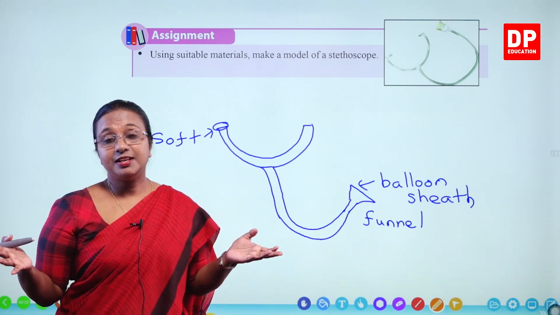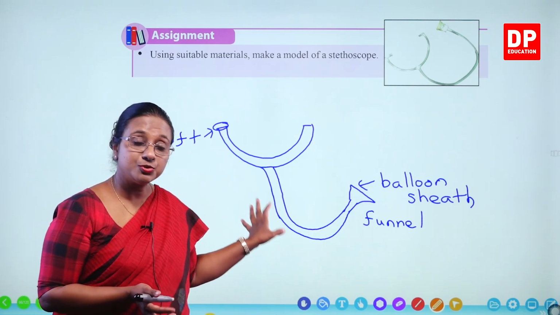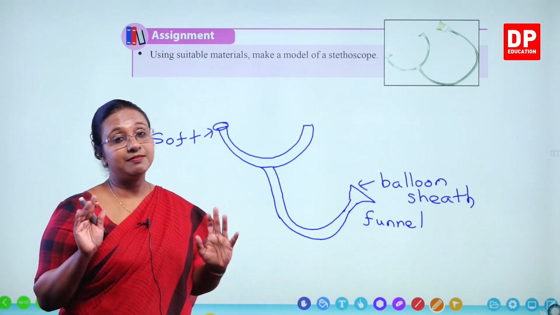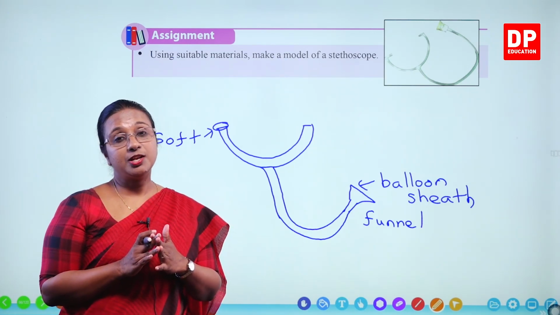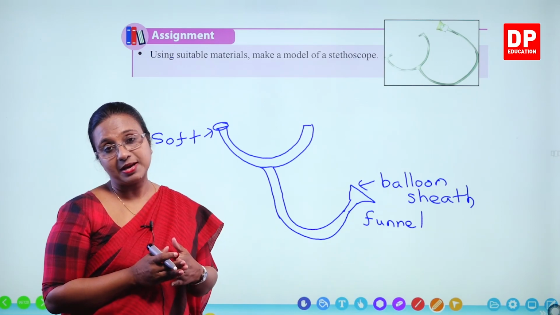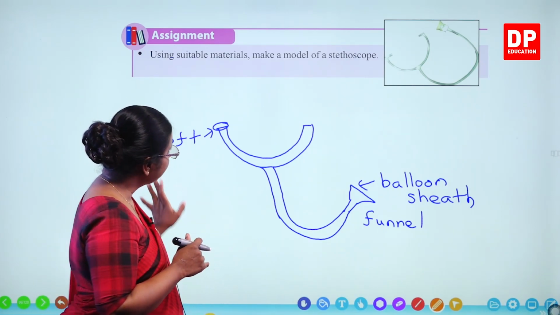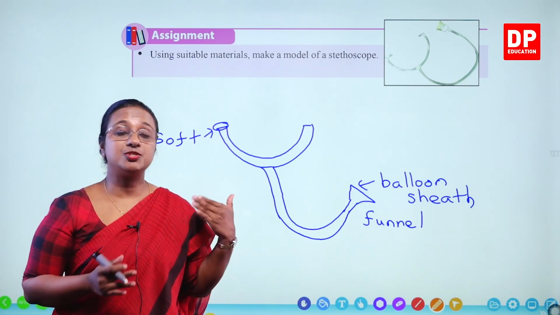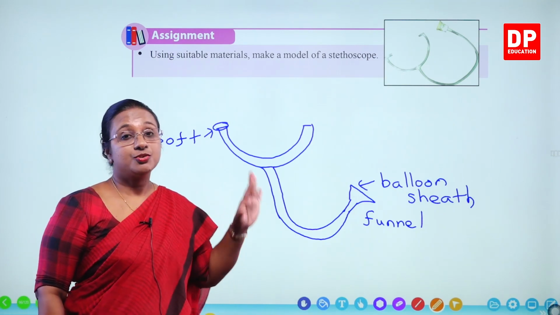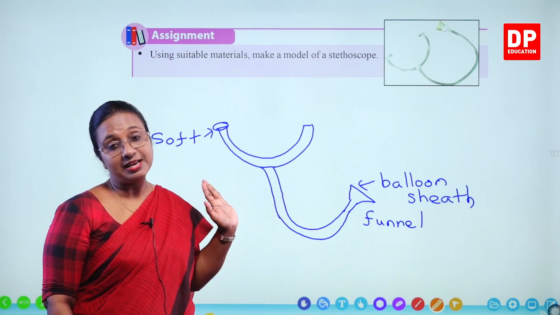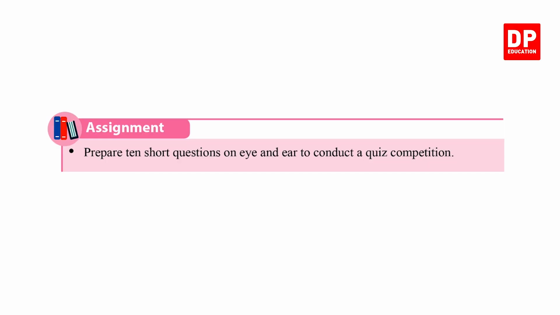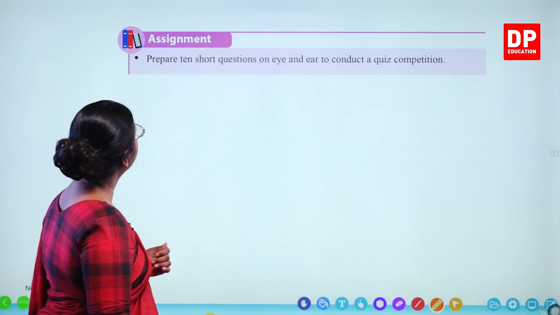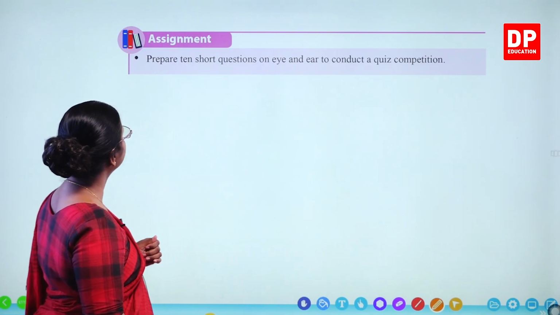Now this is just what I explained to you all. You all are very creative, very innovative. You can use many different materials and make a very fine stethoscope. After that, you can listen to the heartbeat of a person. You can listen to some other sound, but the main purpose of the stethoscope is to listen to the heartbeat. I am sure you can make a model like this. With that, I will move on to the next slide, where another assignment is given.